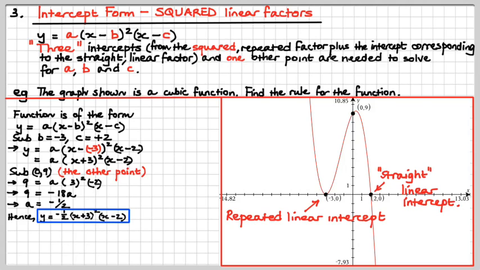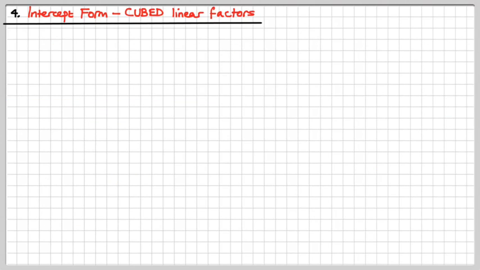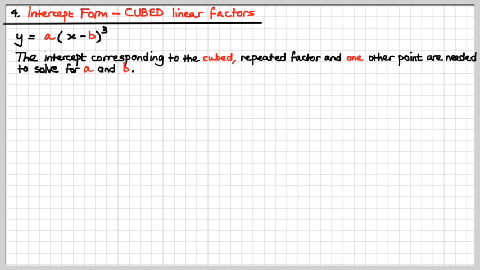All right, now, have I got any more for you? Yes, it looks like I do. This is intercept form with cubed linear factors. Now, have a look at this. If we have a cubed linear factor, we have a stationary point of inflection, right? And because we've got no translations up or down to add to this, it's all going to happen on the x-axis. You'll see what I mean. The intercept corresponding to the cubed repeated factor and one other point are needed to solve for A and B.